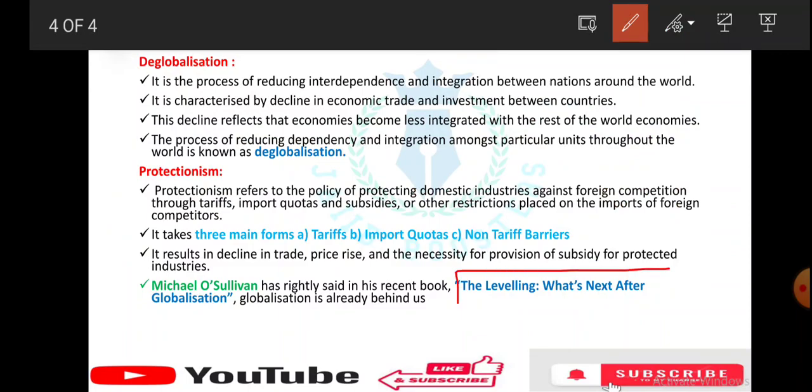The book The Great Unraveling: What's Next After Globalization was released by Michael O'Sullivan. Who is the author of that book? It's Michael O'Sullivan. Globalization is already behind us.